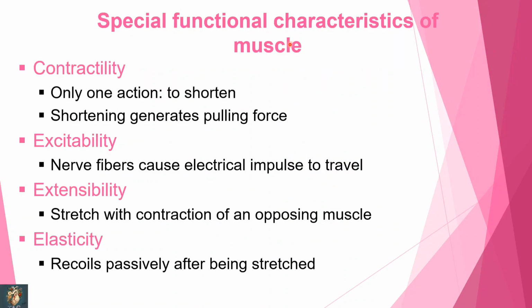So the special functional characteristics of the muscles are, first, contractility: the one action is to shorten, and the shortening generates the pulling force. Then excitability: the nerve fibers cause the electrical impulses to travel. Then extensibility: stretch by the contraction of an opposing muscle. Then elasticity: recoils passively after being stretched.